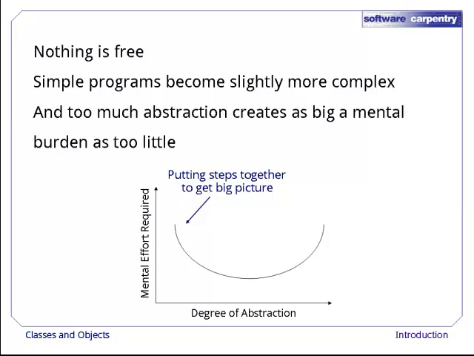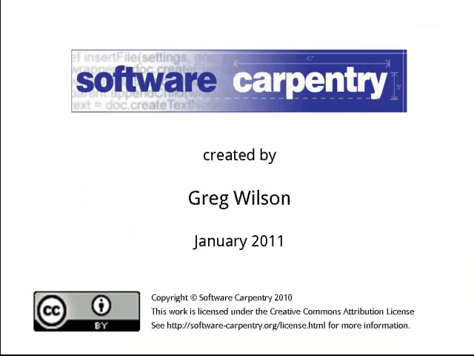People reading the code have to put the little steps together in their head to construct the big picture of what the code is doing. If there's too much abstraction, though, it will be just as hard for readers to translate those abstractions back into concrete actions in their mind to figure out what the program actually does. This becomes easier with practice, but beware of trying to do too much too quickly. With that warning out of the way, let's have a look at some simple classes.